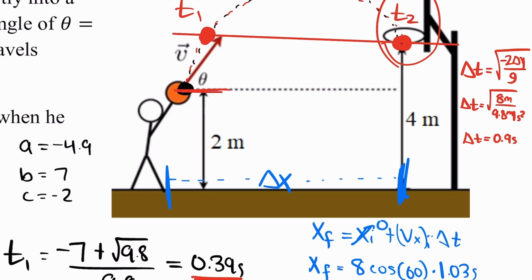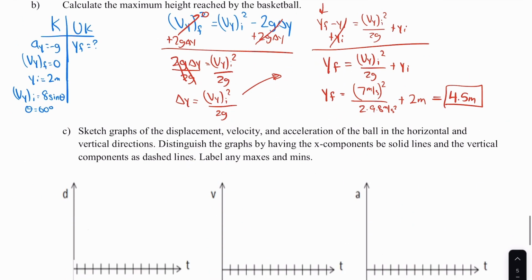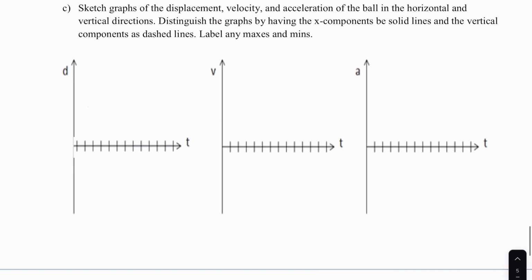That's going to be important for us later. When I add the 0.9 to 1.03, it is approximately 2 seconds. 2 total seconds that this ball takes to hit the floor. Now that we know that, let's move on to part C. Part C says, sketch the graphs of the displacement, velocity, and acceleration of the ball in the horizontal and vertical directions.